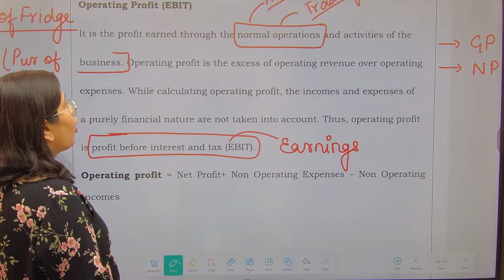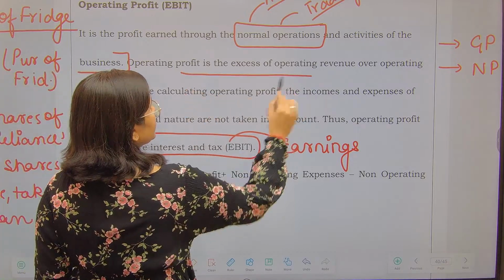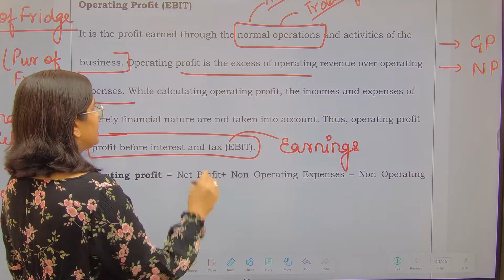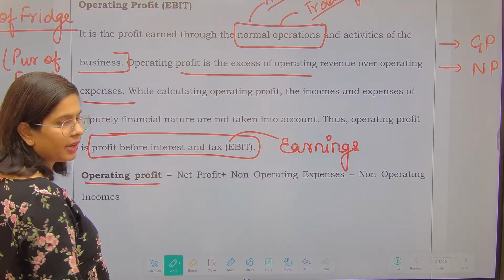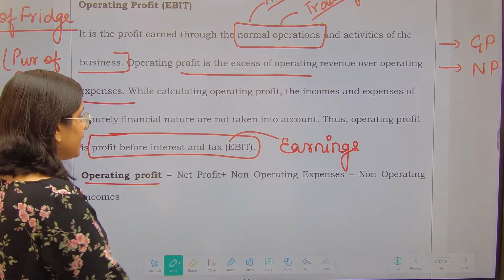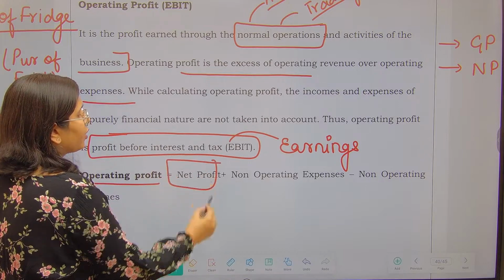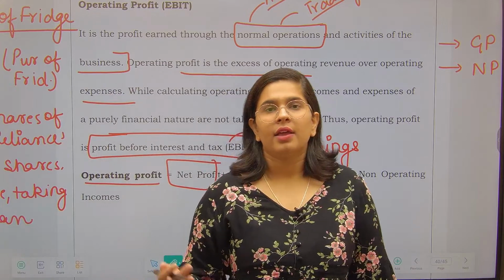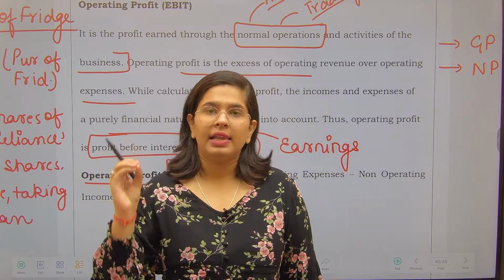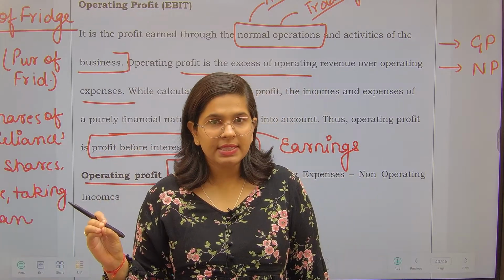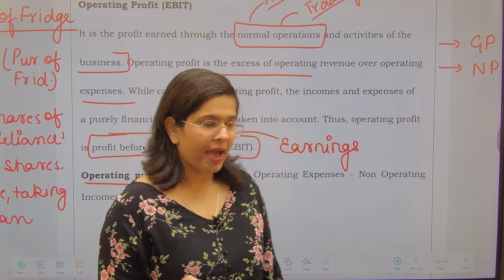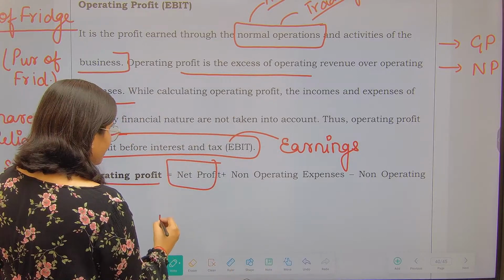See, so operating profit is the excess of operating revenue over operating expenses. जब भी आप operating profit calculate करने जा रहे हैं, when you must have calculated net profit, how is net profit calculated? Gross profit less all expenses, correct? Add all incomes that you might be having. So how do you calculate net profit?